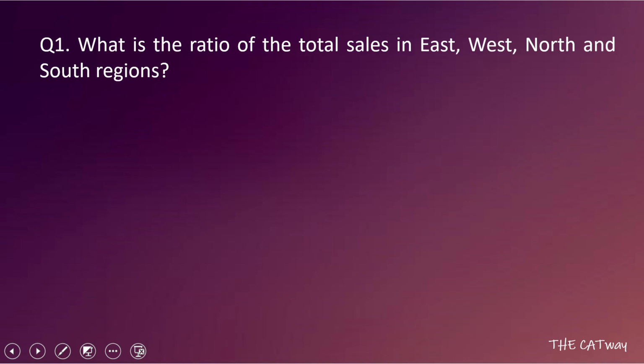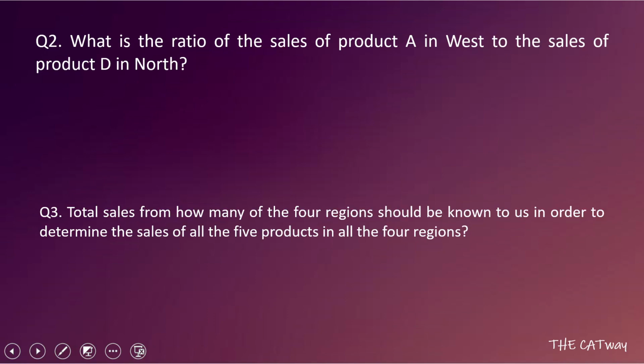Let's read the question first. Question 1 says, what is the ratio of total sales in East, West, North and South regions? Question 2 says, what is the ratio of sales of product A in West to the sales of product D in North? And question 3 says, what total sales from how many of the 4 regions should be known to us in order to determine the sales of all the 5 products in all the 4 regions?